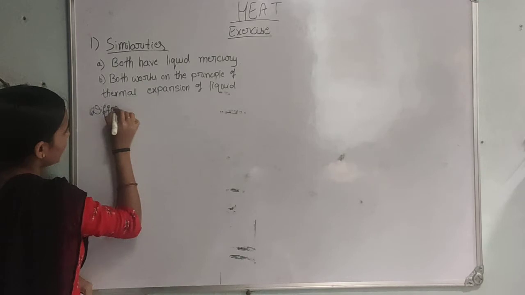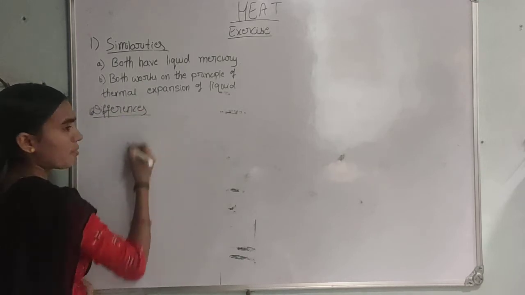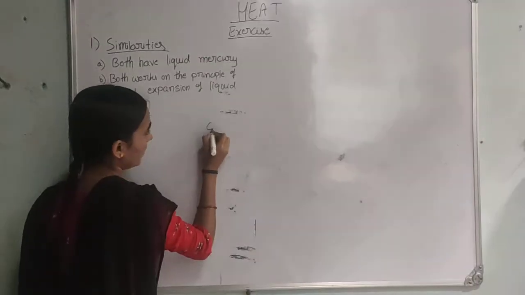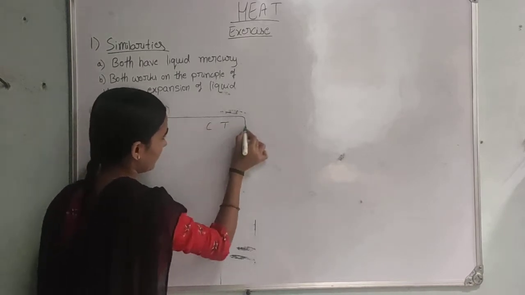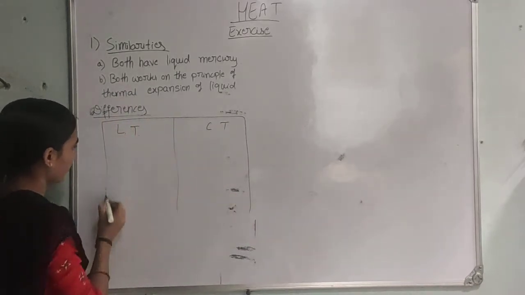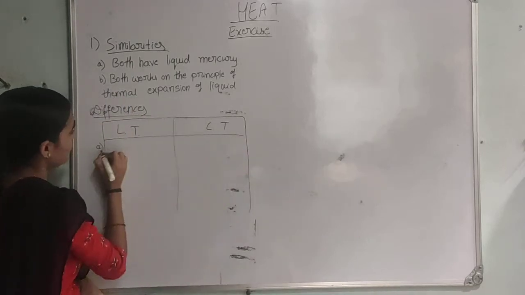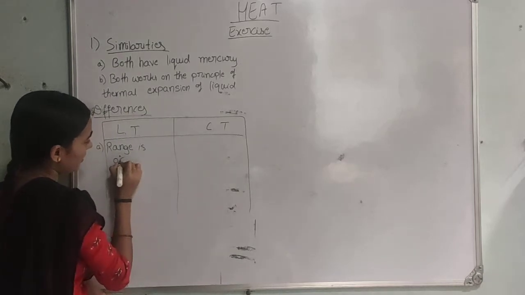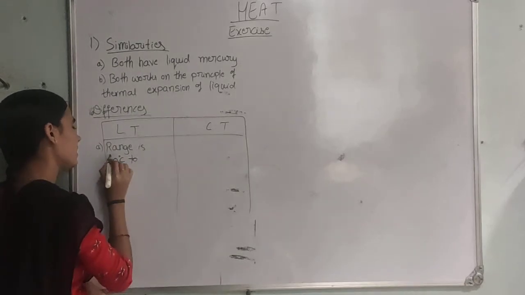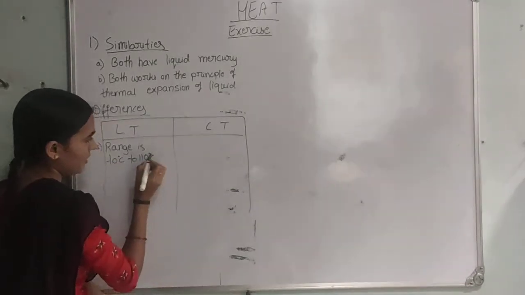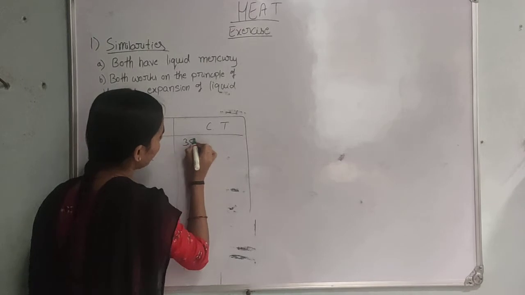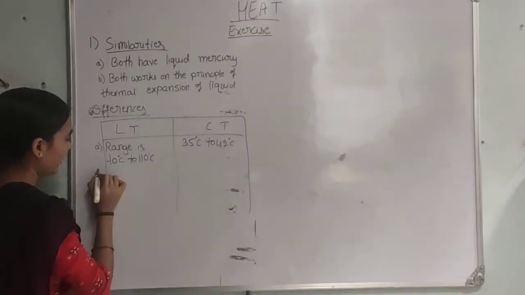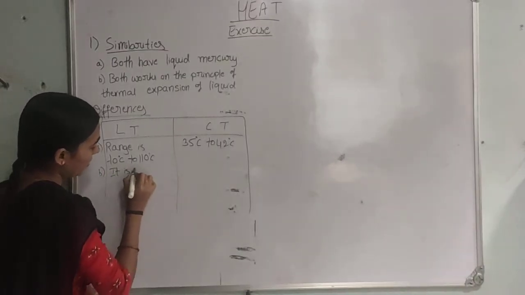And then next they ask about the differences between the laboratory thermometer and a clinical thermometer. I will write laboratory thermometer and clinical thermometer. So first difference is range. Range is minus 10 degree Celsius to 110 degree Celsius for the laboratory thermometer. Here, 35 degree Celsius to 42 degree Celsius for the clinical thermometer.